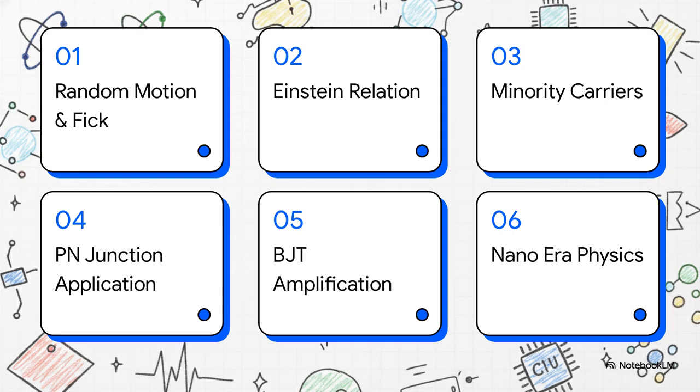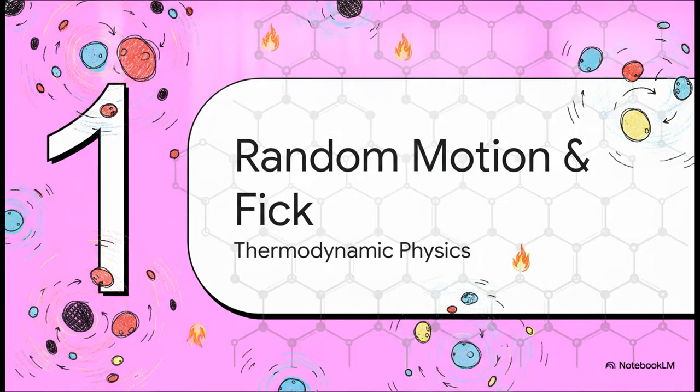Here's our roadmap for today's explainer. We'll hit random motion and Fick's law, the elegance of the Einstein relation, the survival dynamics of minority carriers, p-n junctions, the secret of BJT amplification, and finally the non-Fickian laws of the nano era. Let's jump right into Section 1, Random Motion and Fick's Law.